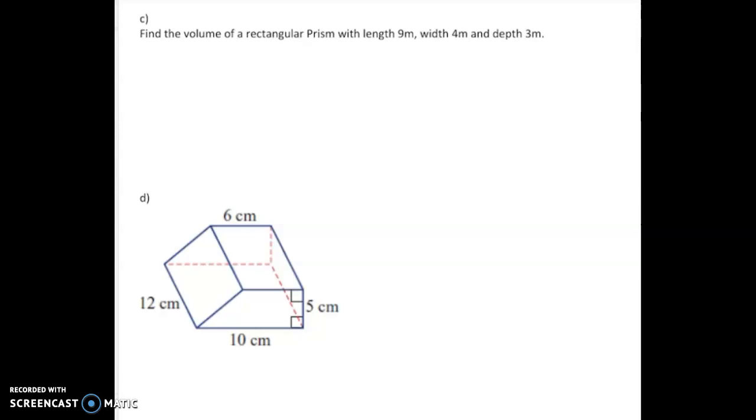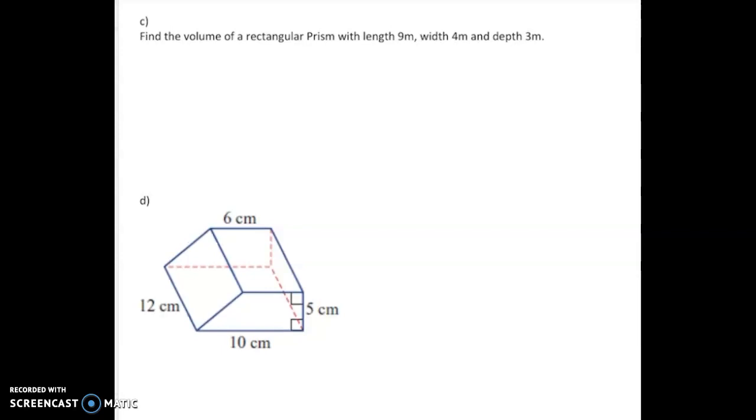Now the next question is, we want to find the volume of a rectangular prism with the dimensions 9 meters by 4 meters and a depth of 3 meters. So in this case, we are not given a diagram, so we need to draw one. So here we have a rectangle base, which is 9 by 4. Okay, 9 meters by 4 meters. And the depth, we're told, is 3 meters. And so it goes in, 3 meters.